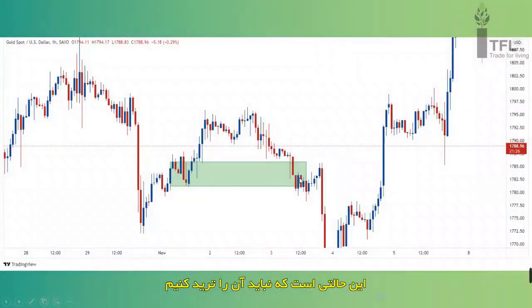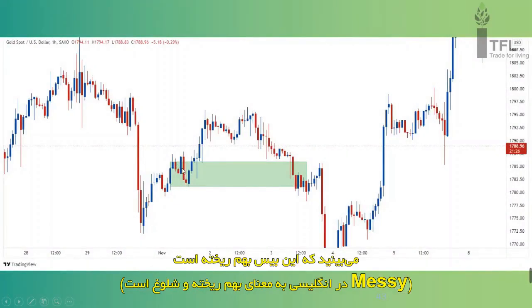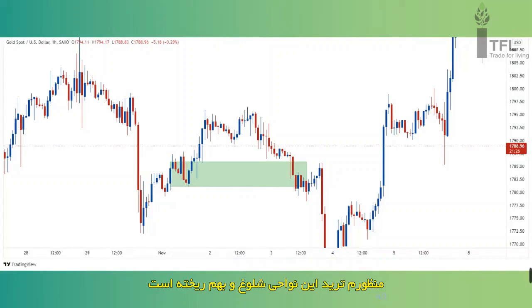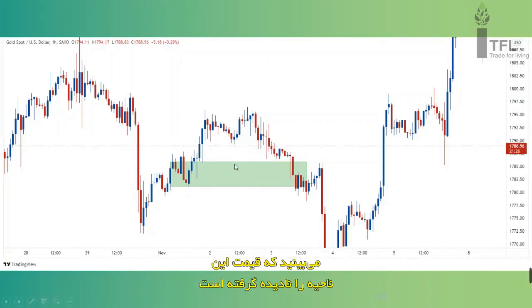So this is the type that we want to avoid. You can see that this is a rally-base-rally, but the base over here is very, very messy. All right, I'm not talking about the Argentinian footballer Lionel Messi, but I'm talking about a really, really messy type of trade. So you can see that the price tends to ignore the zone, and then goes all the way and gets you stopped out before doing a continuous trade here. So this is a type of base that we want to avoid, right? This is a demand zone, but a very, very ugly type of demand zone.